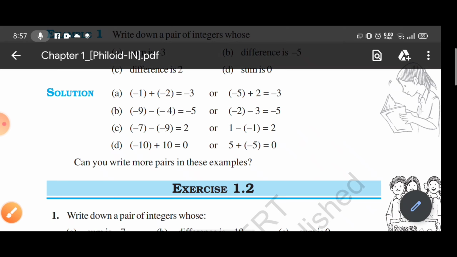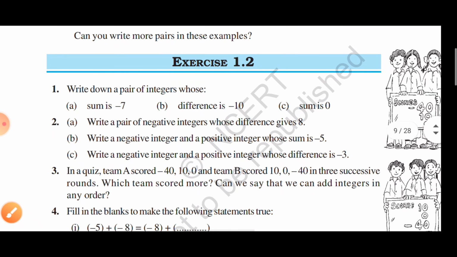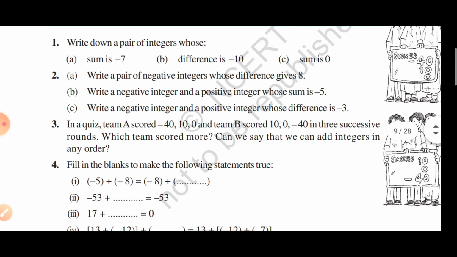Okay, so on the basis of this, the next exercise is provided. Here you have to write down a pair of integers whose sum is -7, whose difference is -10. You can simply find your own answers that give you the required result asked in the question. Okay, so here is question number three.